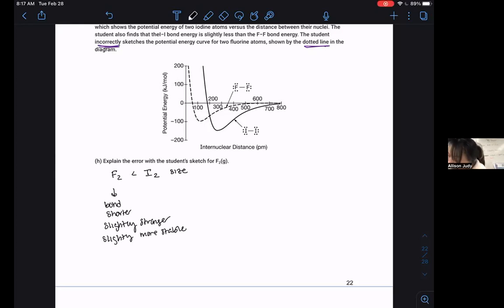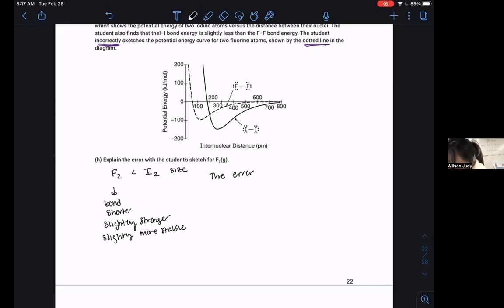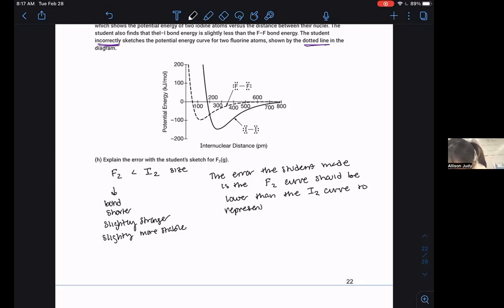So what we would say is that the error the student made is that the F2 curve should be lower than the I2 curve to represent the more stable and stronger, shorter bond between F and F.